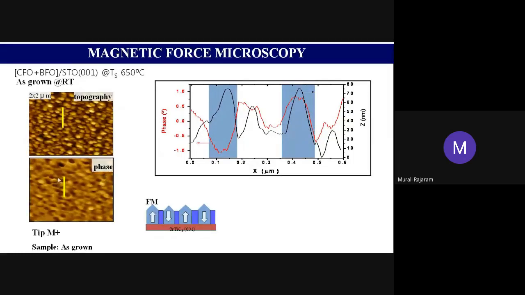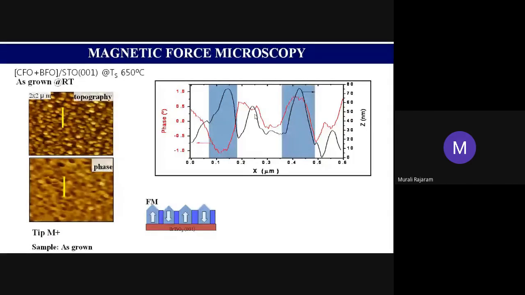You can clearly see that some domains are oriented in the up direction, and some domains are oriented in the down direction. A cartoon is shown here. Some are oriented in this direction, and some in the down direction. That's why you can see the dark and the bright images. If you do a line scan on this topography, these are all columns, and you can clearly see that some columns are oriented down and some columns are oriented up.